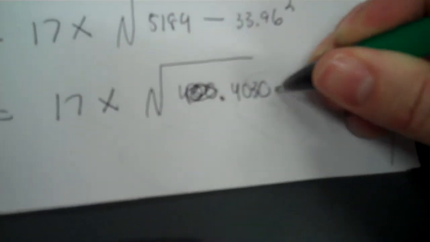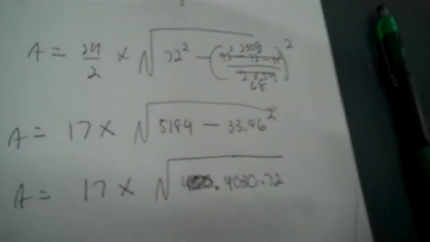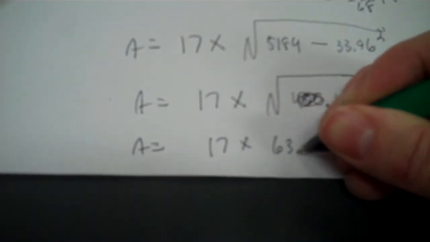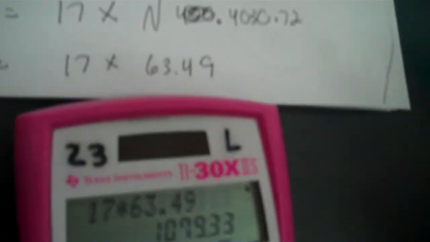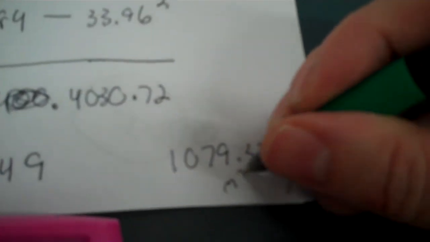So 4030.72. Now I need to find what the square root of that is. Okay, 63.49. So we have 17 multiplied by 63.49. Okay, 1079.33. If you're wondering about the label, you just found the area. It says it's square meters, so you can just put m squared.